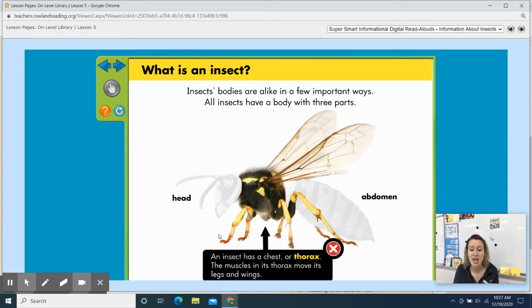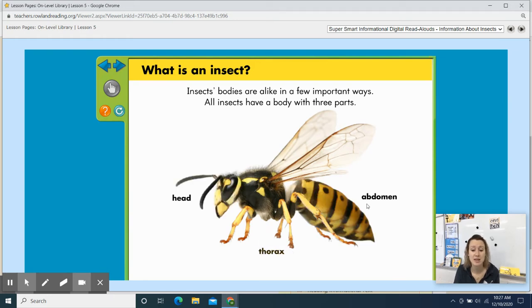An insect has a chest or thorax. The muscles in its thorax move its legs and wings. See how all its legs are connected there? And its wings. So a bee is an insect, right?